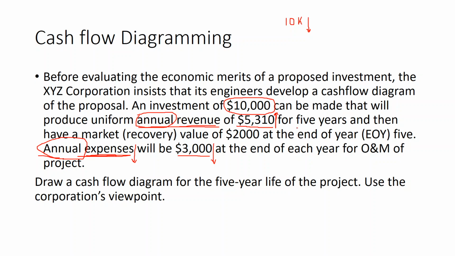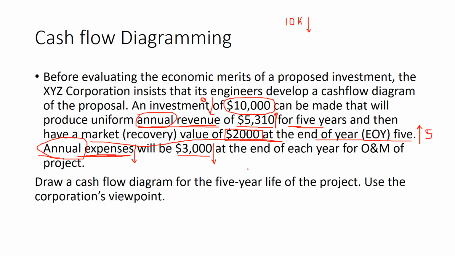5 years means the timeline will have 5, right? That's another important thing. Then have a market recovery value of $2,000. So this $2,000 appears where? At the end of year 5. So the $2,000 will be pointing upwards. What do we call this usually? We call it a recovery or salvage value. The $10,000 investment will always go downwards at year 0, and this will happen at year 5.